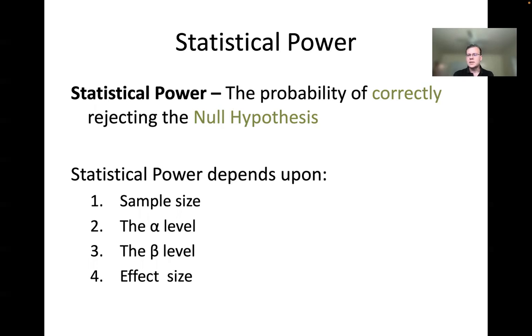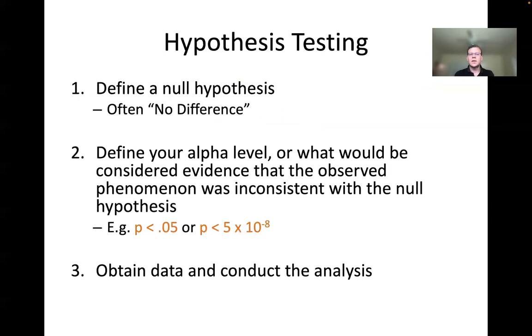The third thing is our beta level, our power level, the probability that we're going to reject the null hypothesis if the null hypothesis is actually false. And the final thing is that we're going to look at effect sizes. And so in order to do this, we're going to start right at the beginning and think about how statistical power relates to the basic components of hypothesis testing.